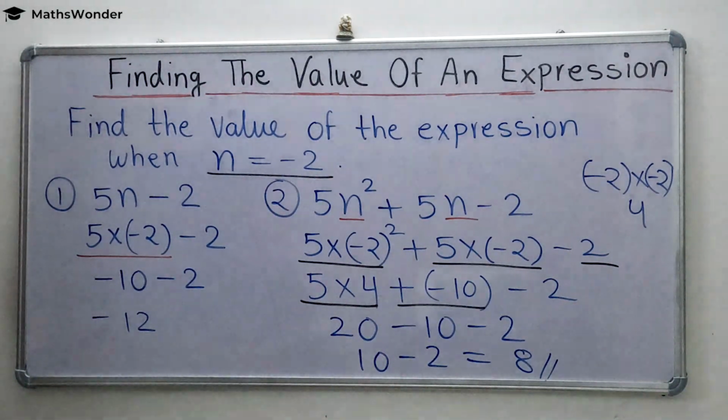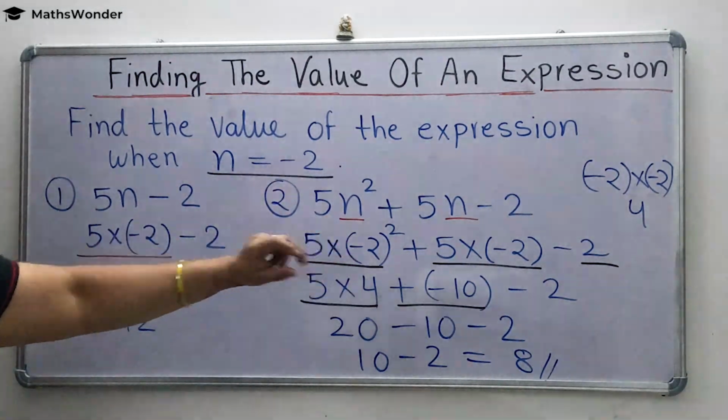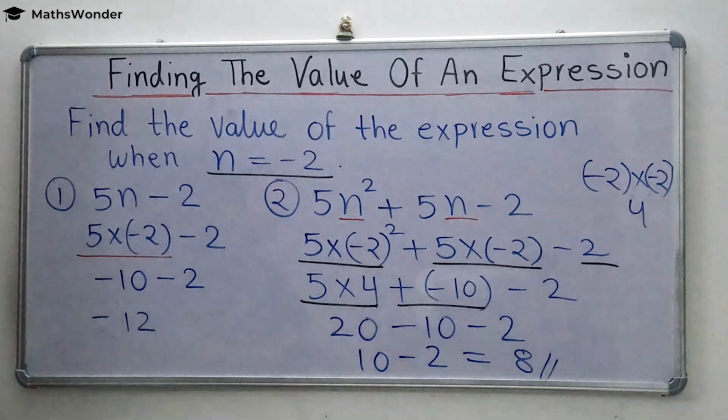So whatever value is given in the question, you will substitute in place of the variable and then solve it. So basically we will use the integers laws, the BODMAS rules, and the square properties. See, n square. So you should know the square properties. So there are 3-4 topics combined in one question.